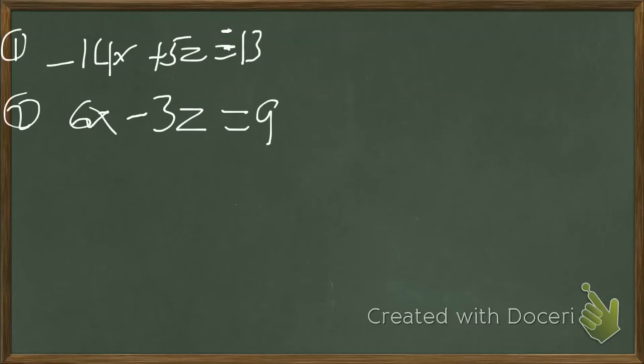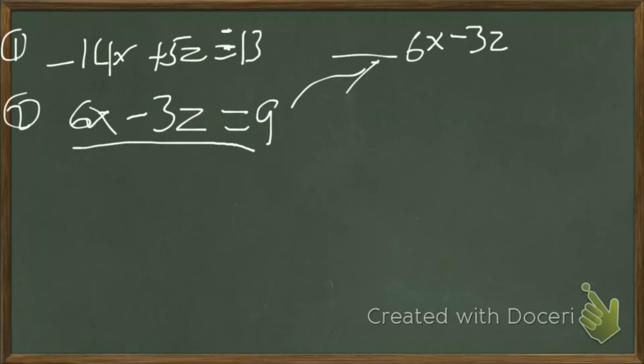We have two ways: elimination or substitution. The first thing I'm going to do is substitution. The best way I think is by using the simplest equation, and the simplest equation to me is 6x minus 3z equals 9.